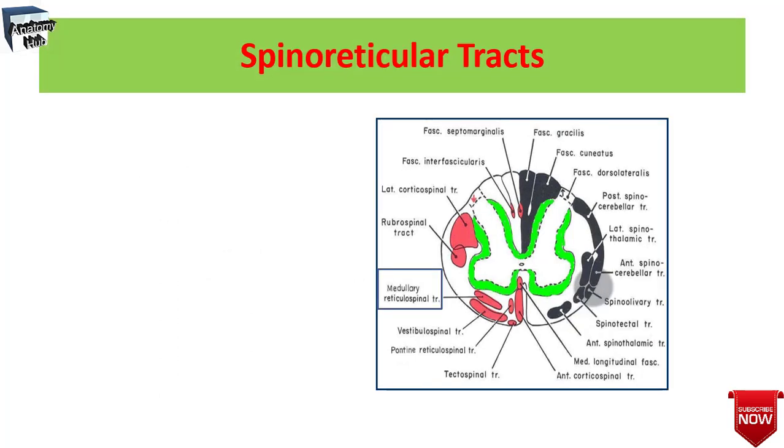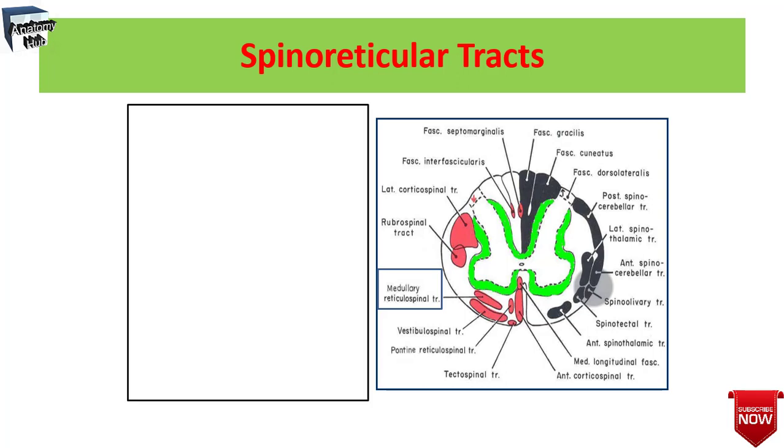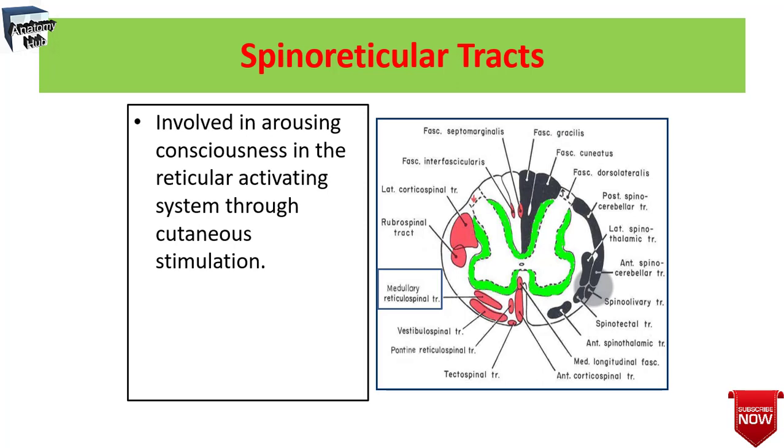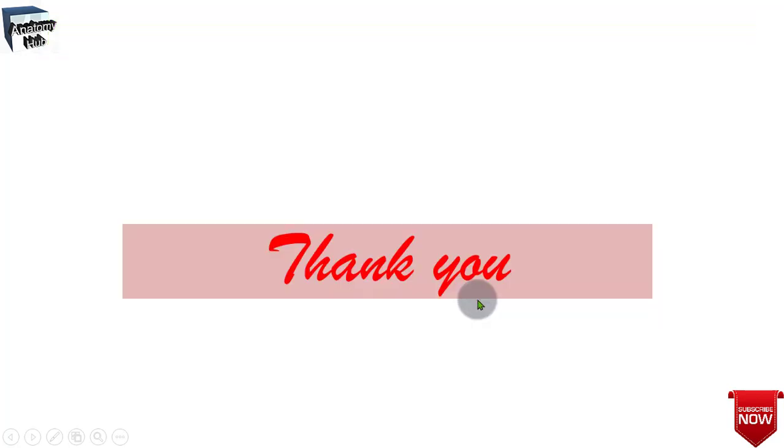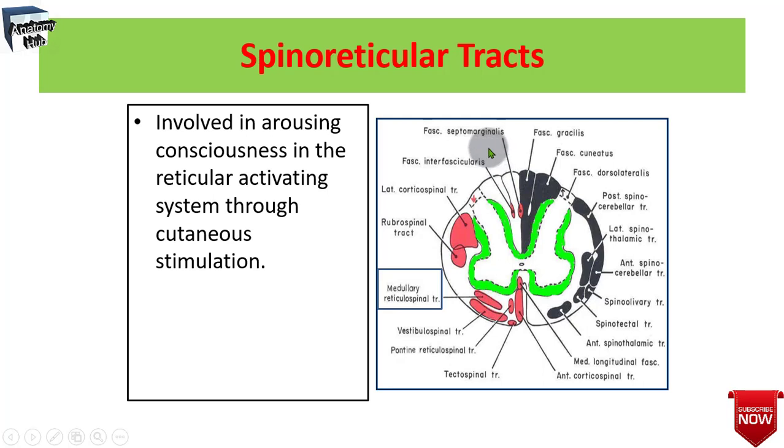Like that, we will find the spino-reticular tract, and the fibers of this tract ascend in the anterolateral part of the spinal cord and reach the widespread region of the brainstem reticular formation. It runs parallel to the spinothalamic tract up to the brainstem, and these fibers are concerned with behavioral awareness and the modification of the motor and the sensory activity.